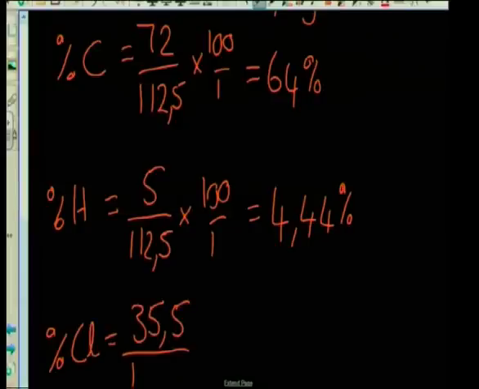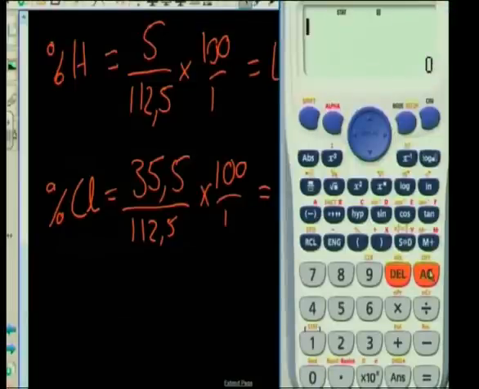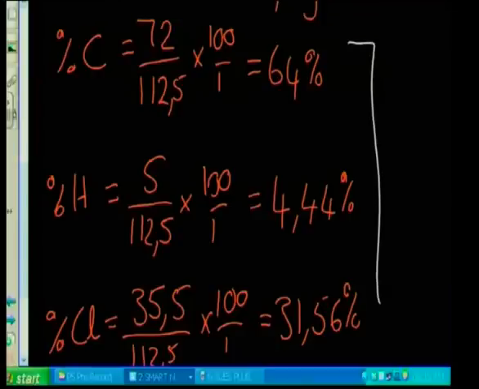We're going to say the percentage of chlorine contributes to the mass of the molecule: 35,5 divided by 12,55 multiplied by 100 over 1, and that on the calculator gives us 31,56%. Now, if you add these up, you will see that they add up to 100%, and so you know that you've got the correct percentage composition of this particular molecule. Okay, that's how we do calculations of percentage composition. Find the total mass first, the contribution of each one to the total, and we've got it sorted out.